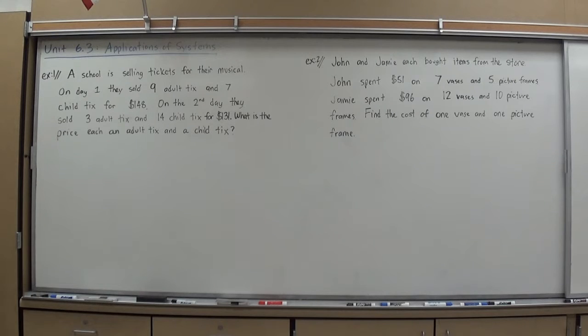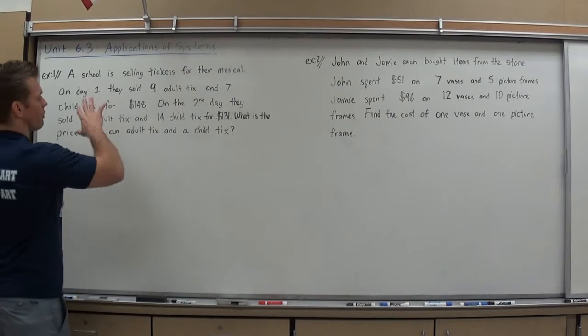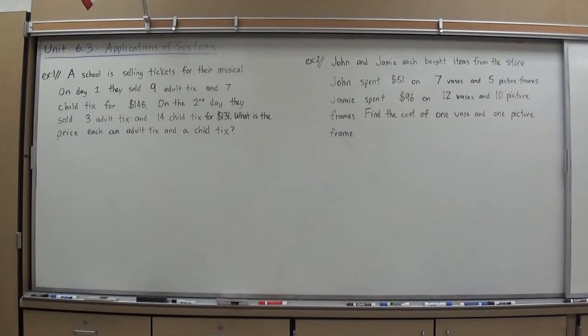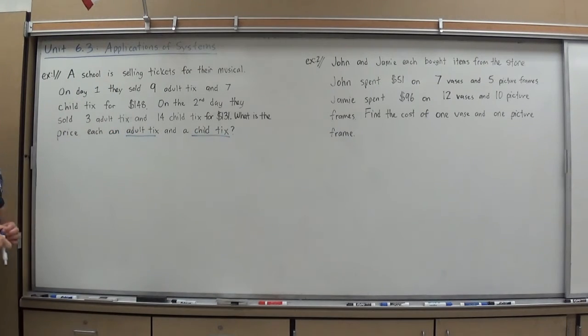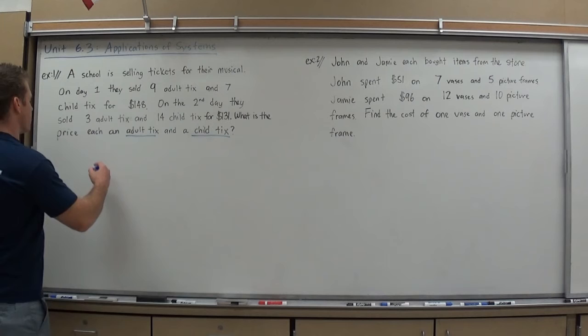Now, there's a lot of information there, and some teachers may say go through, underline the important information. I'm not going to say that. I'm going to say first, just read the last sentence, read the question so we know where we're trying to get. It says, what is the price each an adult ticket and a child ticket cost? So that is my variables. The unknown, the thing you're solving for, is always your variables. So I would like to read the last sentence and determine my variables.